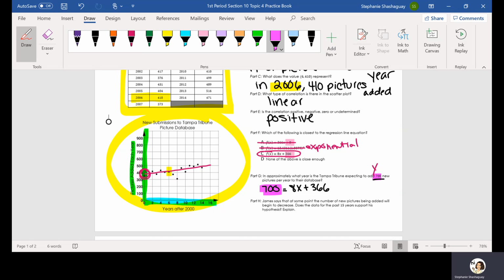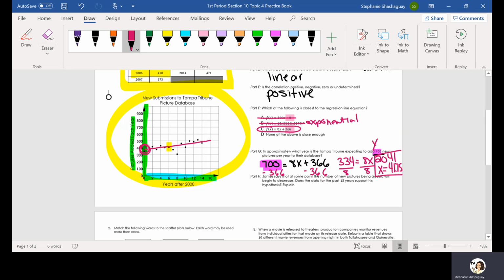So I'm going to plug it in where my y or f of x would normally be. Now that I have my equation, I can solve it. So what I'm going to do is subtract 366 from both sides, and I get 334 is equal to 8x. Then I divide by 8 and divide by 8. And I find that x is equal to 41.75. Okay? And that will be in the year 2041. So x is equal to 41.75, in 2041. That is the answer to part G of this question.